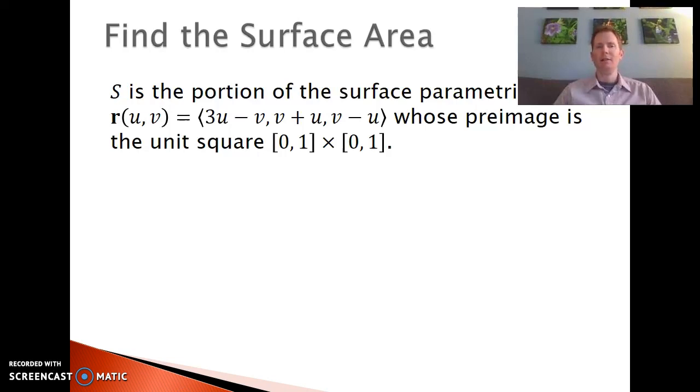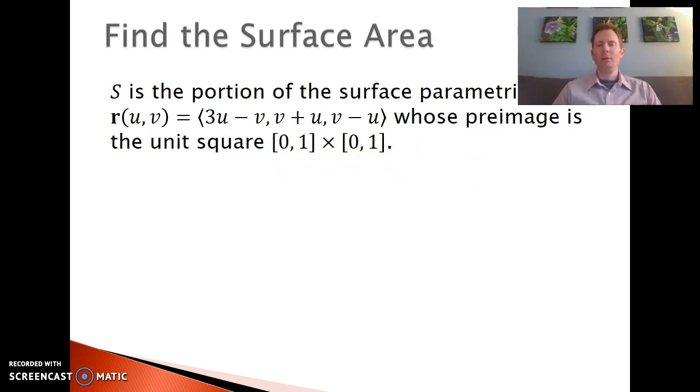In this case, S is the portion of the surface parameterized by r of u, v, given there, whose pre-image is the unit square [0, 1] by [0, 1]. So this idea of the pre-image is that in the uv plane, we only care about the portion of the surface that is above that square. This surface without bounds on u and v would go infinitely in all different directions, but we're bounding it to the portion that's above [0, 1] by [0, 1].